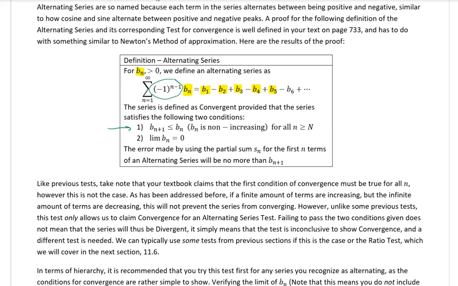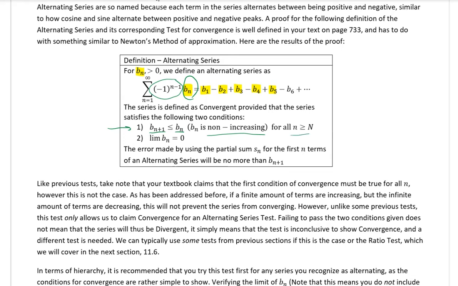And note that when I'm talking about b sub n plus 1 and b sub n, I'm just talking about the terms themselves. I'm not talking about them being positive or negative from each other. I'm just talking about the whole values, so the absolute value of each term. What this really means is that the sequence needs to be decreasing, or less strict, needs to be non-increasing.